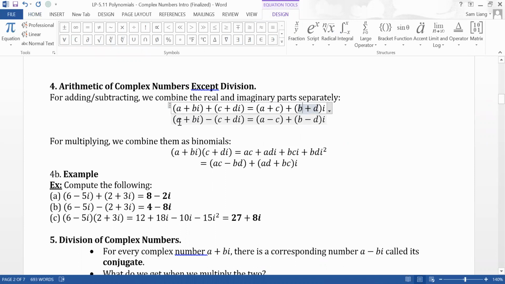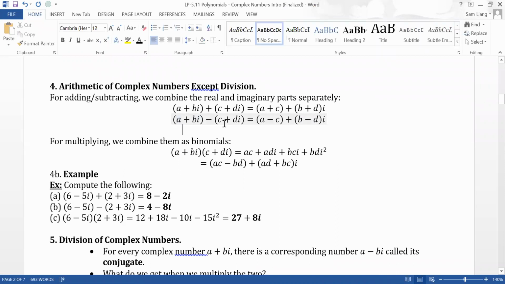Okay, a + bi minus c + di. It's what you would think it is, so it's a minus c, right, because you distribute the negative, and then for the imaginary part, it's b minus d. So you just subtract, right? For multiplying, we combine them as binomials, so in other words, we FOIL, right?